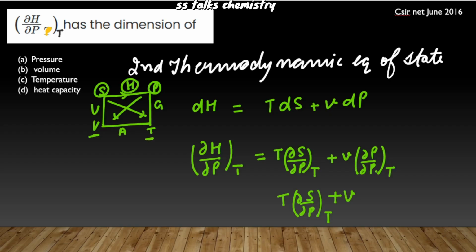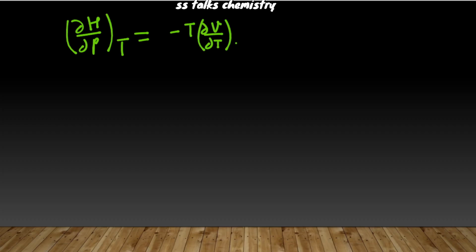So it will be equal to temperature into del V by del T at constant pressure. The arrow is going away from the entropy term, so a negative sign will be placed, plus the volume. This is your second thermodynamic equation of state, according to which del H by del P at constant temperature is minus T into del V by del T at constant pressure, plus V. This is my second thermodynamic equation of state.